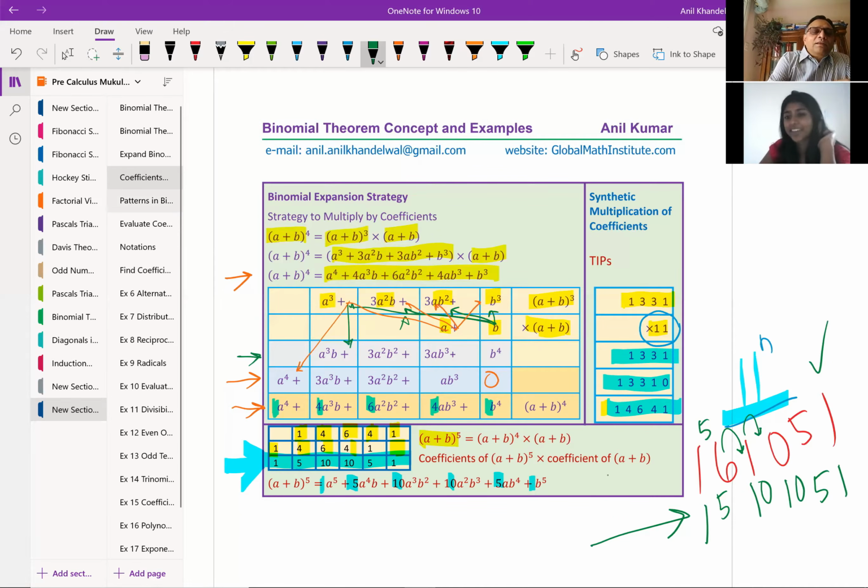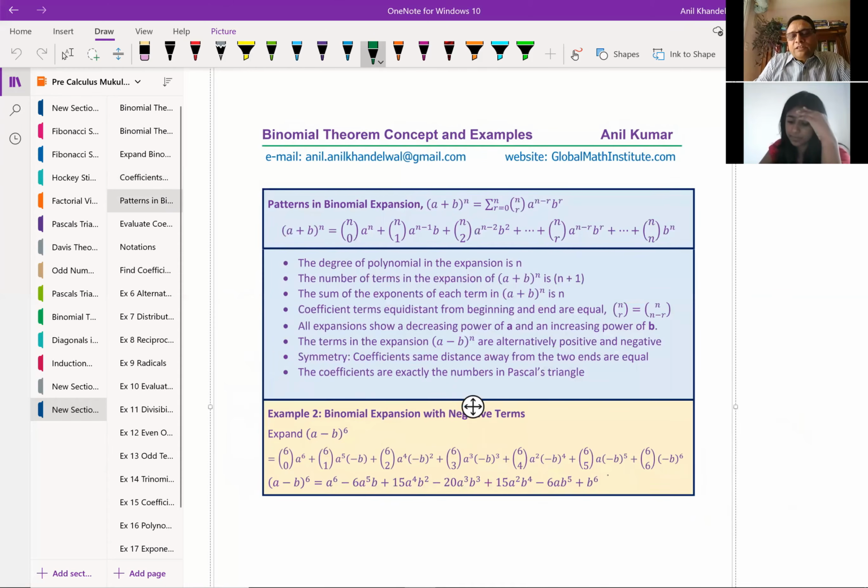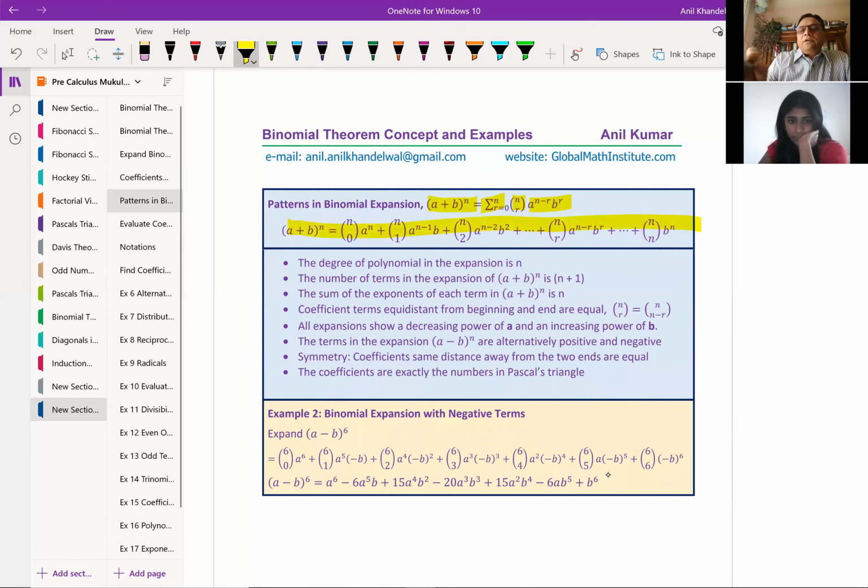Now, next is, let's talk about these conventions, and the patterns which you observe in binomial expansions. So in short, we saw that a plus b to the power of n could be written with the sigma notation nCr a to the power of n minus r times b to the power of r. And expanded form is right there, where nCr or n choose r are the coefficients which you can pick from the Pascal's triangle or you get it by multiplication.